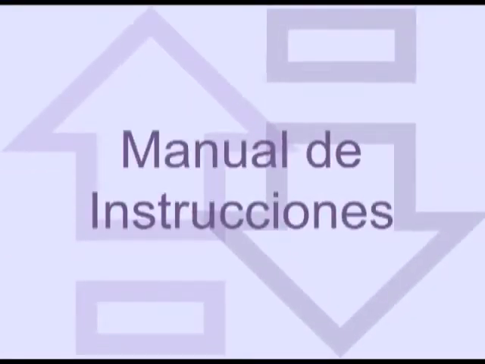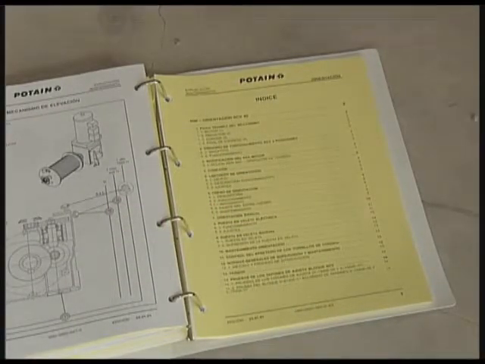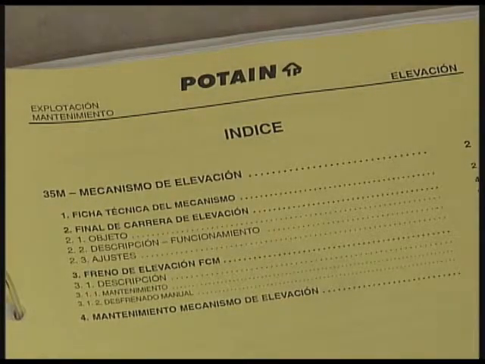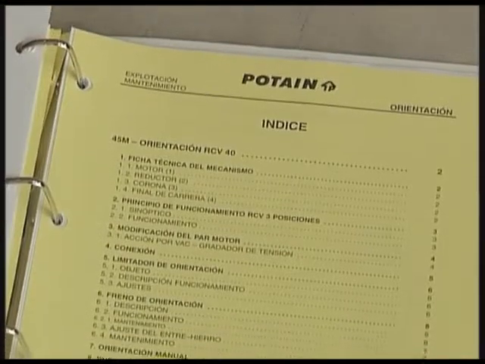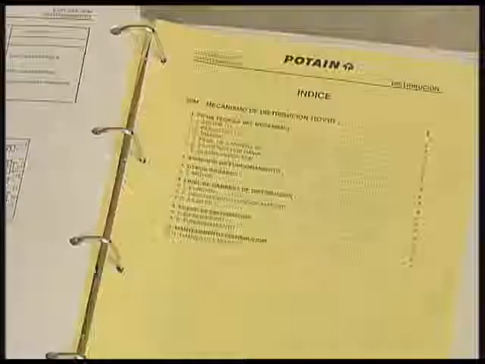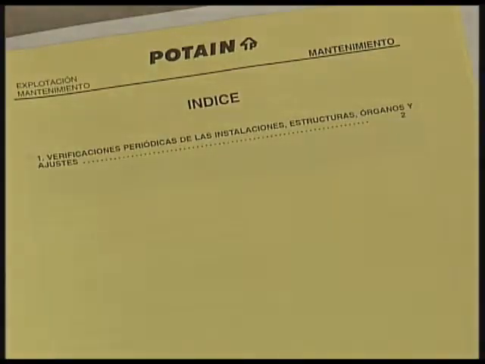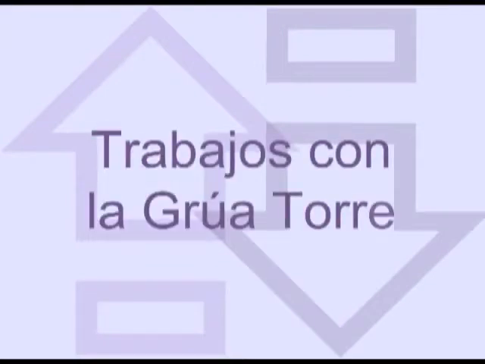Instruction manual. Before the crane operator uses the crane, he should read and understand the following sections of the crane instruction manual. Mechanisms related to height, direction, trolley movement, safety, periodic checklist. Working with a tower crane.